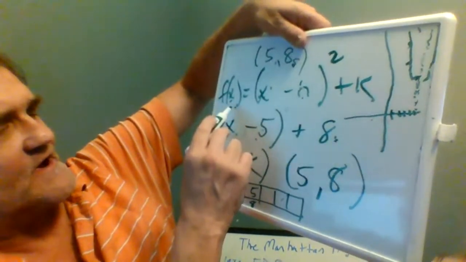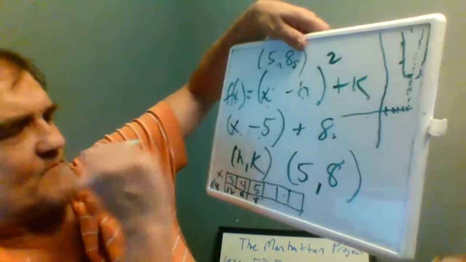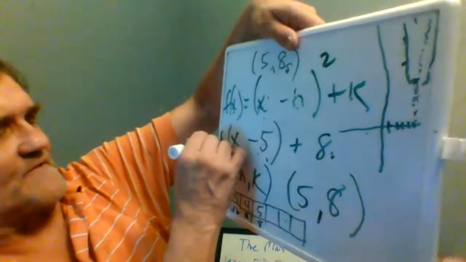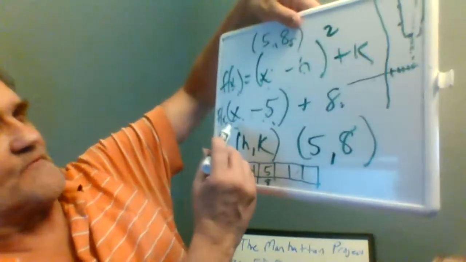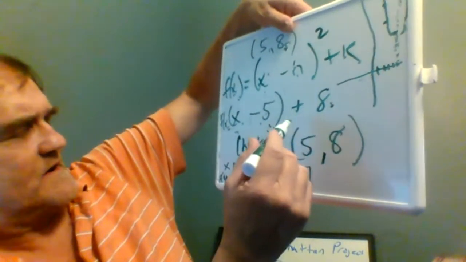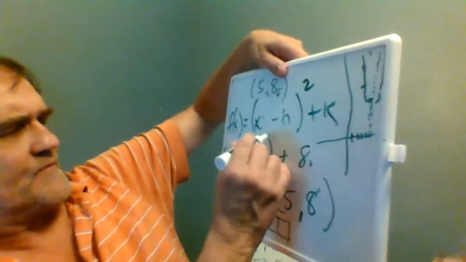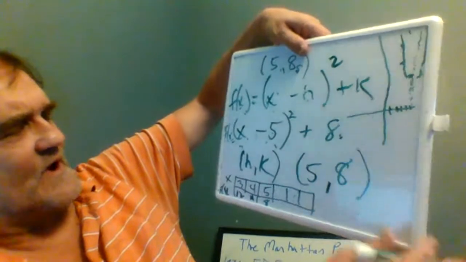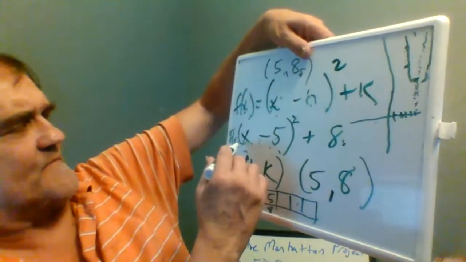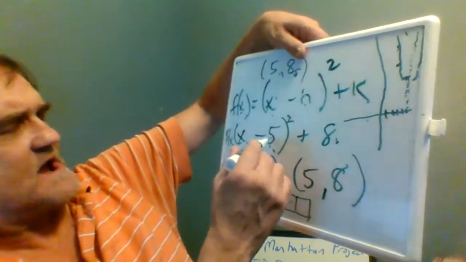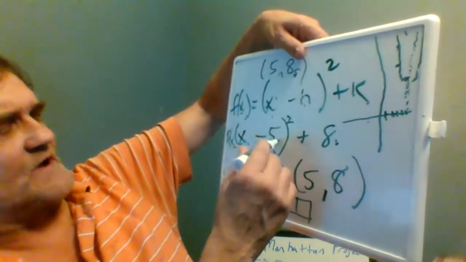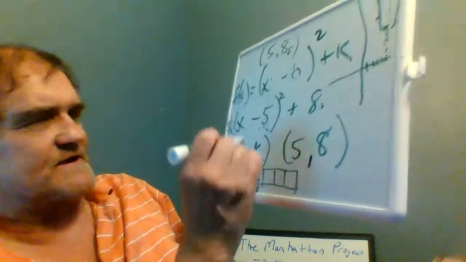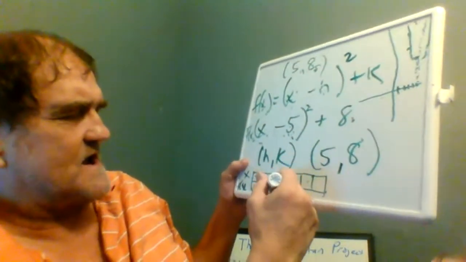4 goes into x, so f of 4 is equal to (4 minus 5) squared plus 8. 4 minus 5 is negative 1. Negative 1 squared is 1, plus 8 will equal 9. So you got 4 and 9 right there.